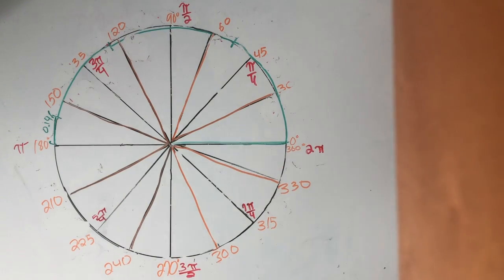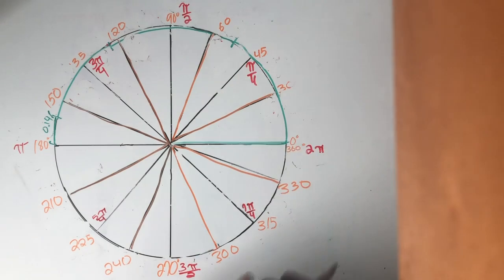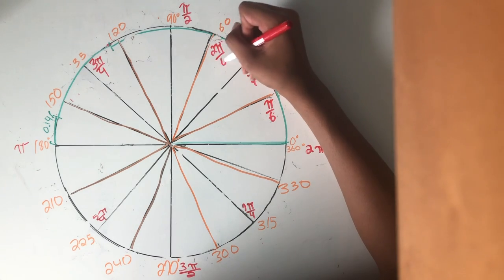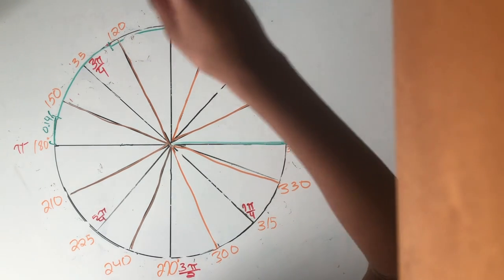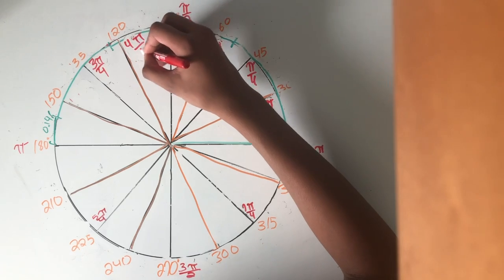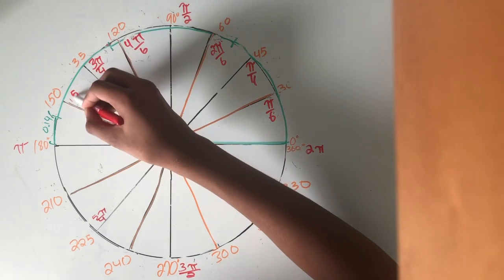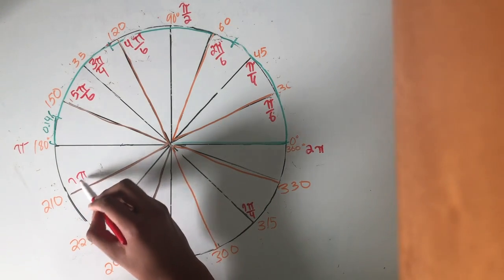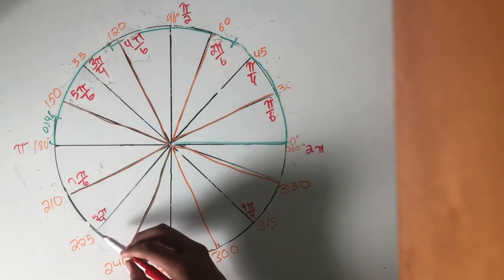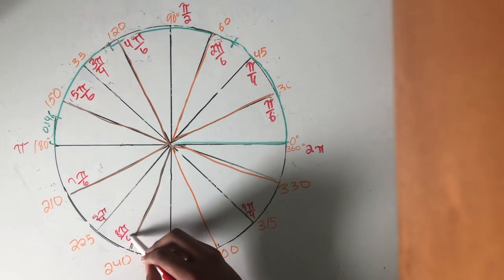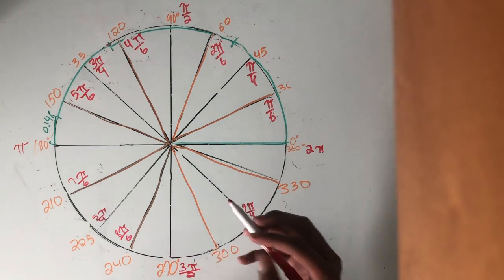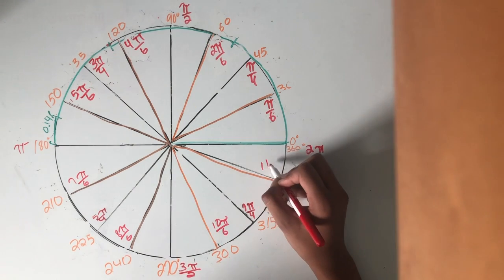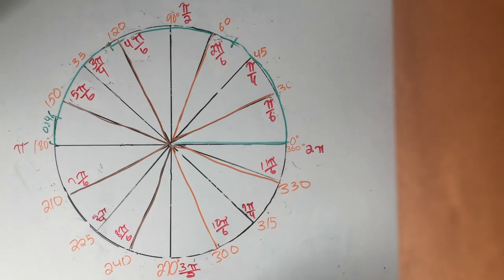The next pattern is 6, dividing each half of the unit circle into 6. So this is pi over 6, 2 pi over 6, 3 pi over 6, 4 pi over 6, 5 pi over 6, 6 pi over 6, 7 pi over 6, 8 pi over 6, 9 pi over 6, 10 pi over 6, and 11 pi over 6. Lastly, 12 pi over 6.